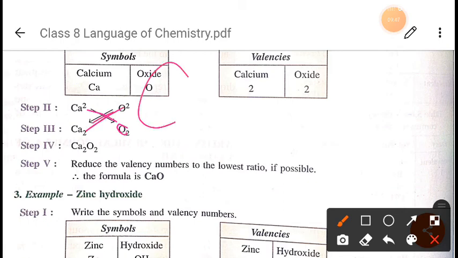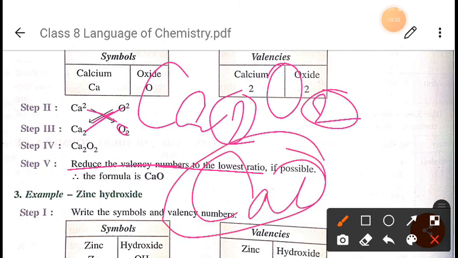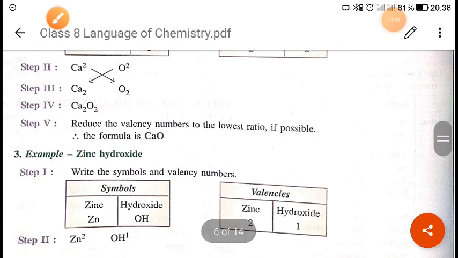So what we have got is Ca2O2, right? What we will do is reduce the valency numbers to the lowest ratio, since 2 and 2 are the same. So we can write CaO, right? As you can see here, it is written CaO. I hope you have understood this, right?